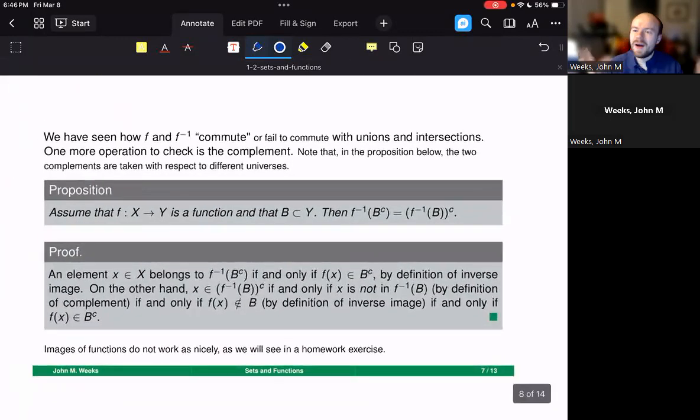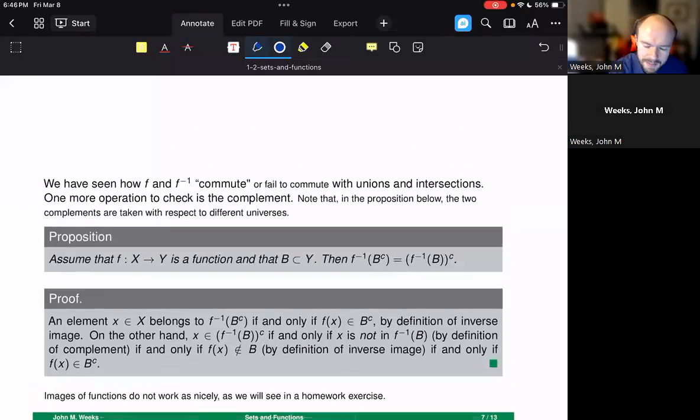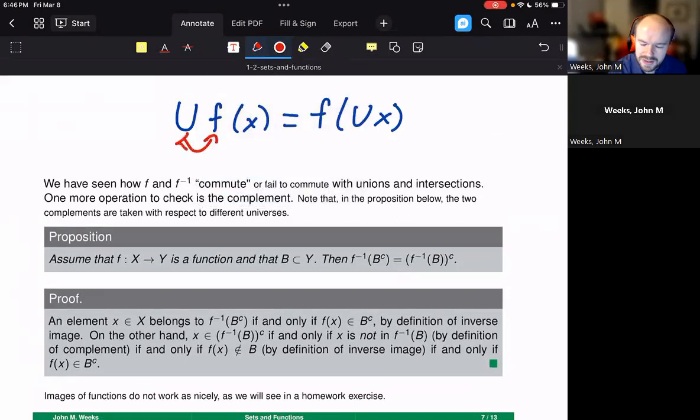We've seen now how f and f inverse commute or fail to commute with unions and intersections. Here I'm using the term commute kind of like how we would say f times g equals g times f, right? I am saying union and f of x, something like this is equal to f of union of x. This would be somehow a commuting relationship between these two things.